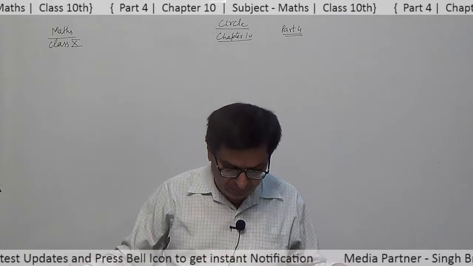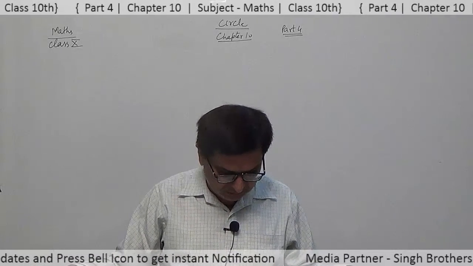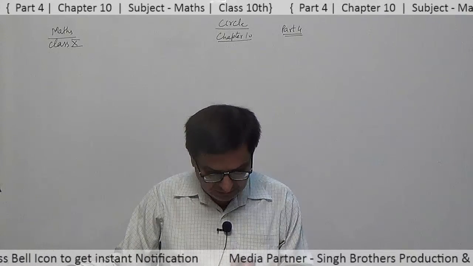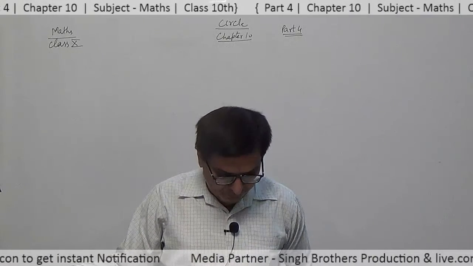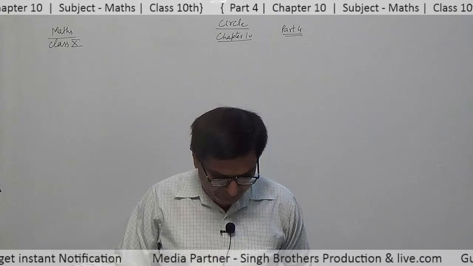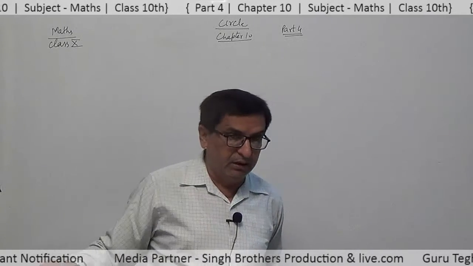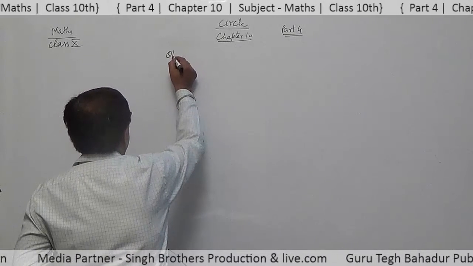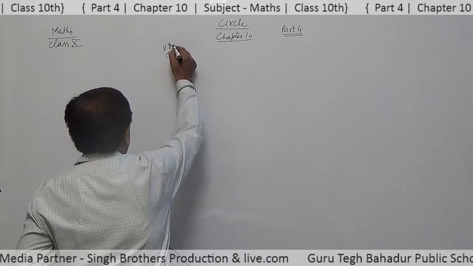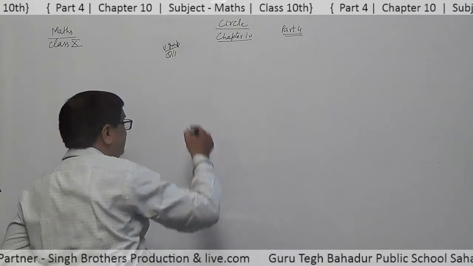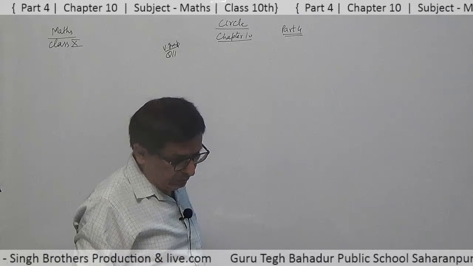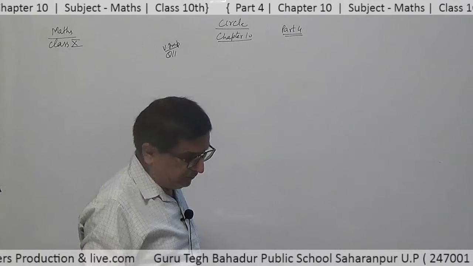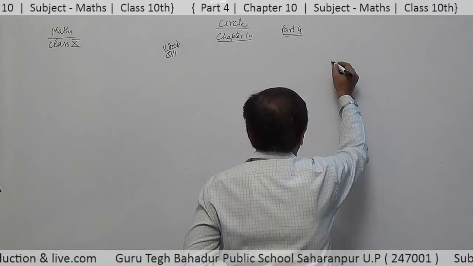Good morning, student. On last turn, I completed up to question number 10 of exercise 10.2. Now today, I am going to start question number 11 of exercise 10.2. This is a very important question. Prove that the parallelogram circumscribing a circle is a rhombus.